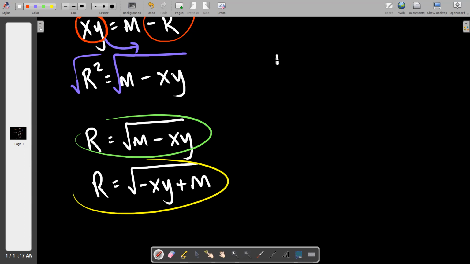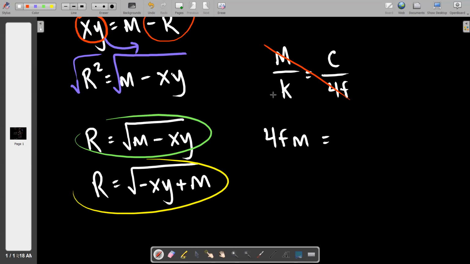The next one is just a recognition problem. What I mean by that is, are you able to recognize what it is? This is one of those that's just a fraction equal to a fraction. So regardless of what I'm trying to solve for, I'm going to multiply in this direction, and I'm going to get 4FM. And then when I go the other direction, that's the yellow way here, I'm just going to get KC, or CK, doesn't matter.